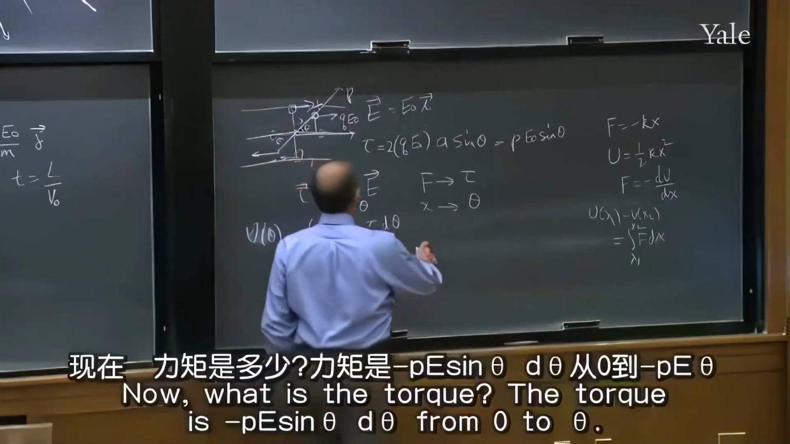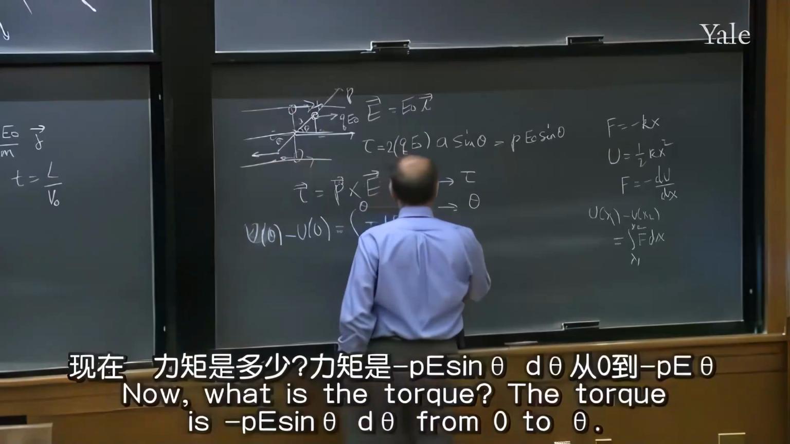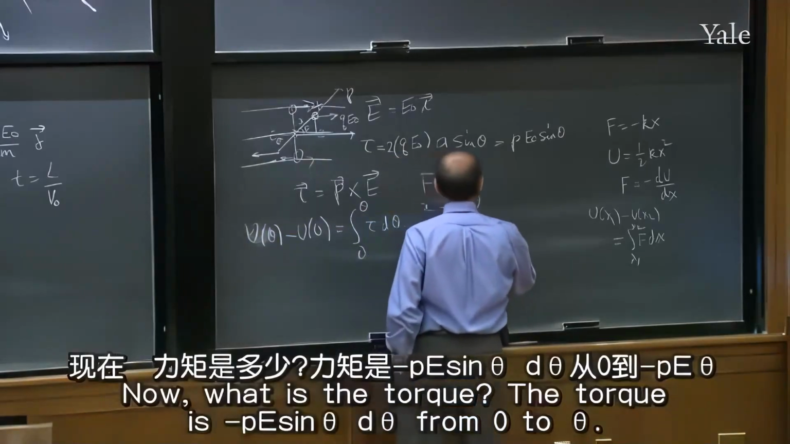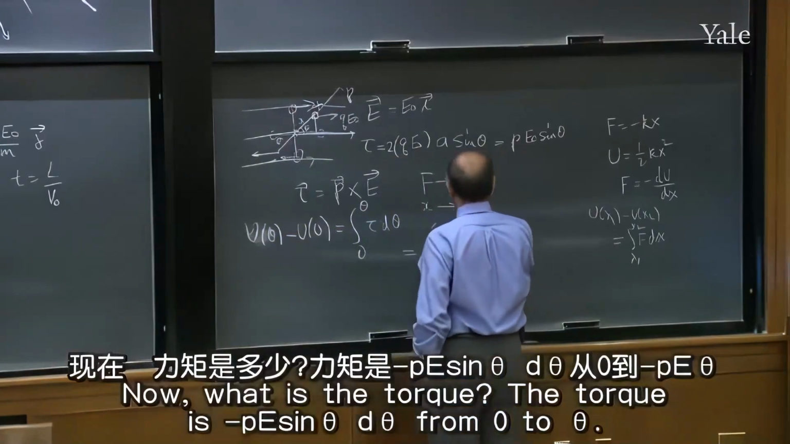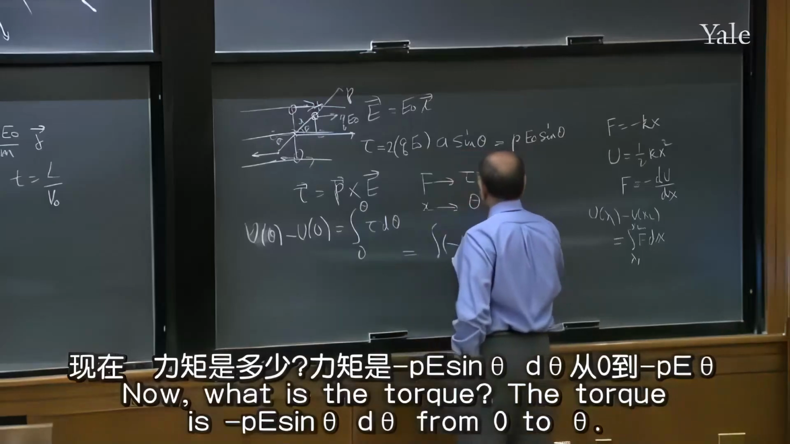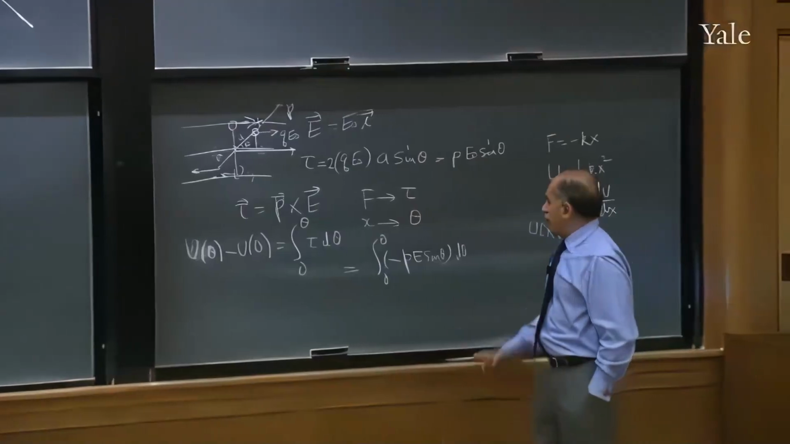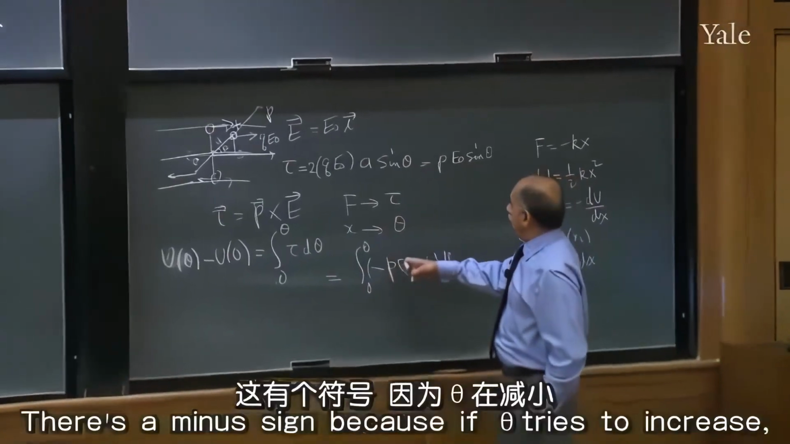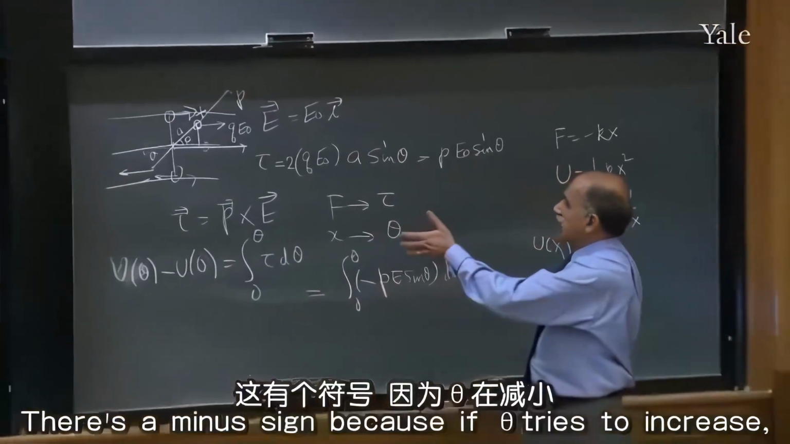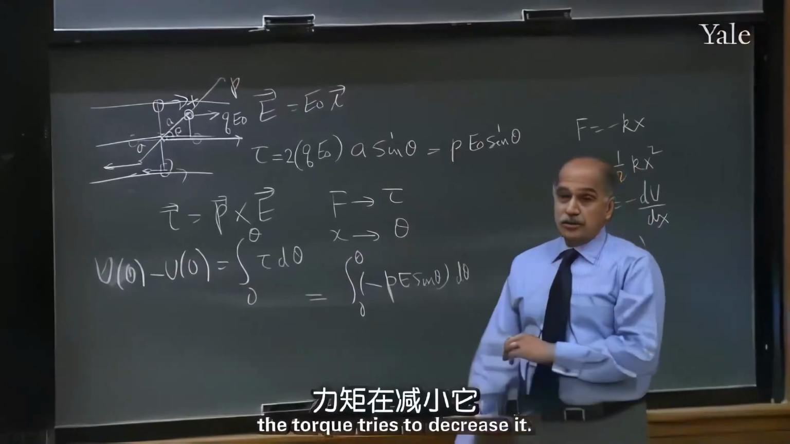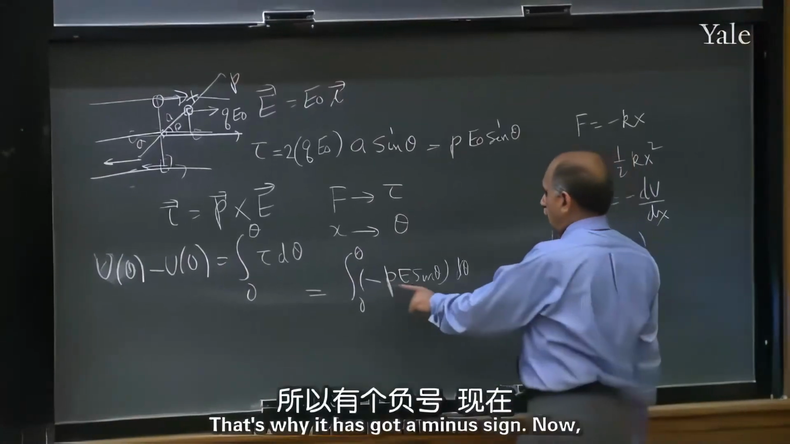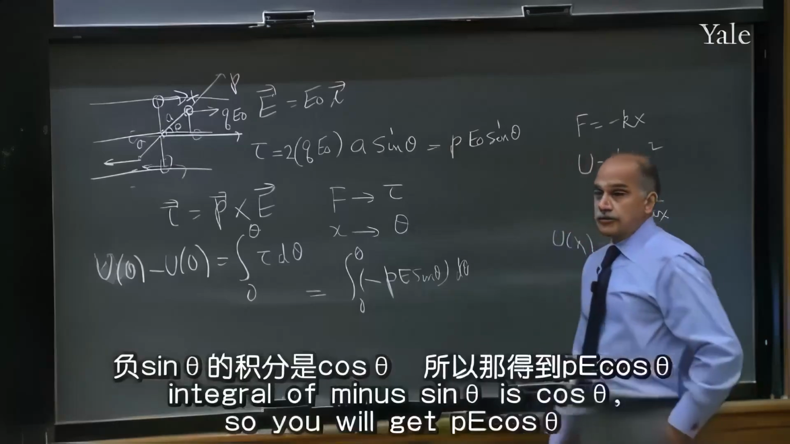Now, what is the torque? The torque is minus PE sine theta d theta from 0 to theta. There's a minus sign because if theta tries to increase, the torque tries to decrease it. That's why it has a minus sign.